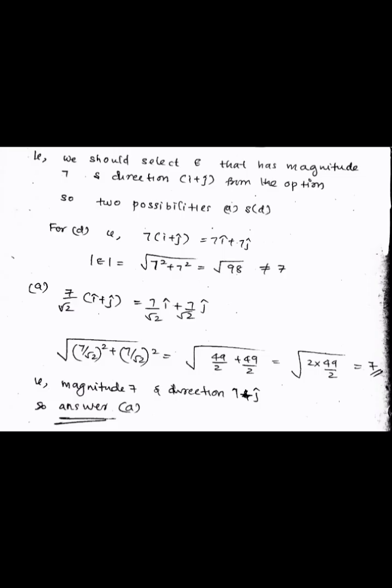Then coming to option A, that is 7 by root 2 into I plus j. This is equal to 7 by root 2 I cap plus 7 by root 2 j cap. Taking the magnitude, we get square root over 7 by root 2 the whole square plus 7 by root 2 the whole square. This is equal to square root over 49 by 2 plus 49 by 2. This is equal to square root over 2 into 49 by 2. This is equal to 7. So here we get the magnitude as 7 and the direction as I plus j. So the right answer is option A.